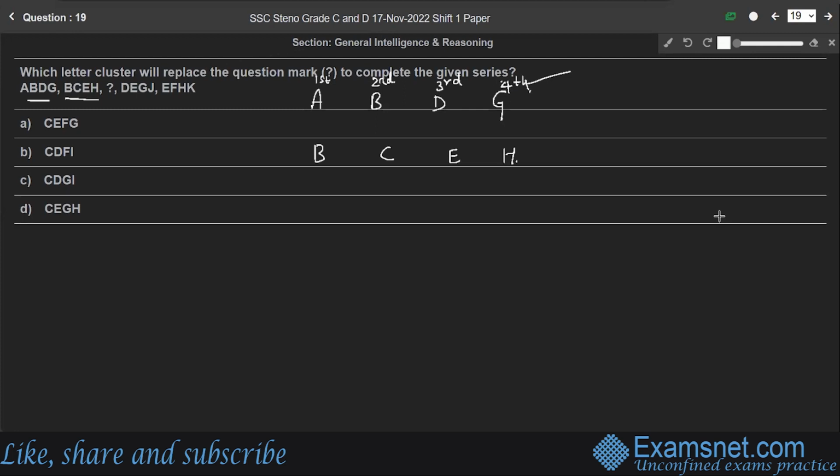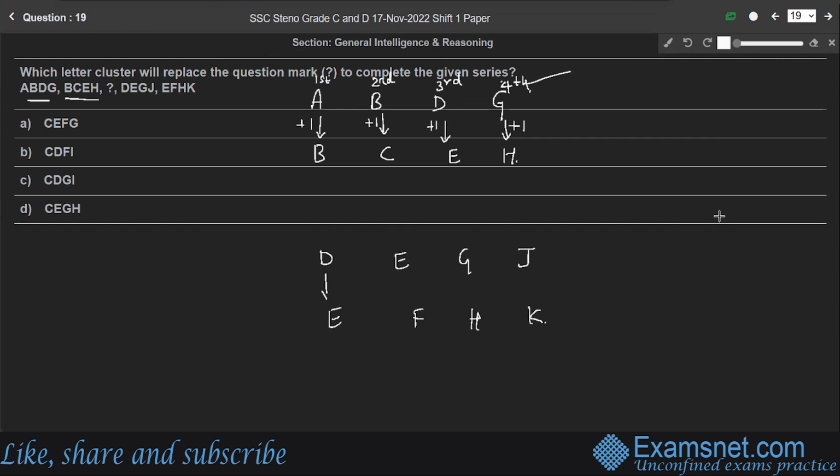We'll consider the first letters, A and B. These are consecutive letters, so after A, B comes, that means A plus 1 gives B. Whereas the second letters are B and C in the first two clusters. B plus 1 is C, D plus 1 is E, whereas after G, H comes. If you follow this pattern, we'll consider the last two clusters also: D, E, G, J, and the last cluster is E, F, H, K.